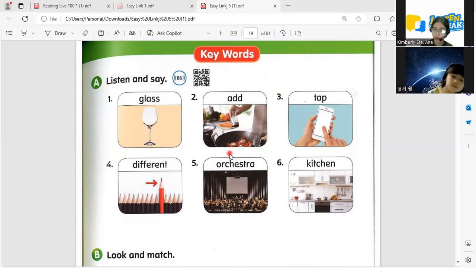How about number three? Tap. When you use your phone, you tap. Do you have a phone? Oh, you use your phone and then you tap when you play games or when you type messages. How about number four?